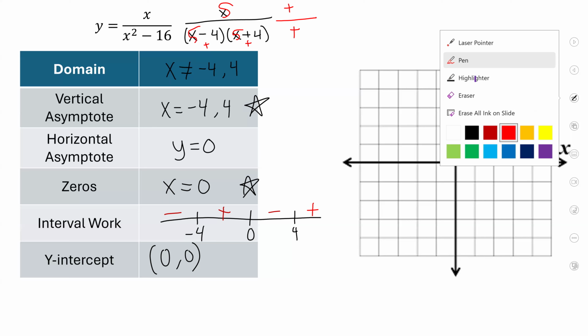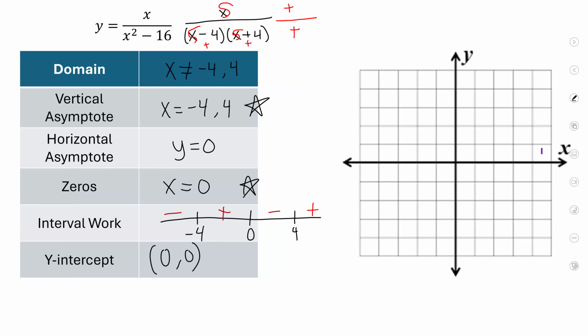So I'm going to go ahead and graph my key features. I have vertical asymptotes at -4 and +4. I have a horizontal asymptote at 0. And remember, you're allowed to cross a horizontal asymptote. I have a 0 at 0, and that's also where my y-intercept is.